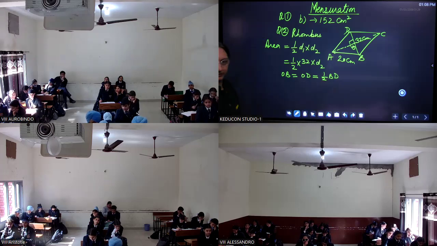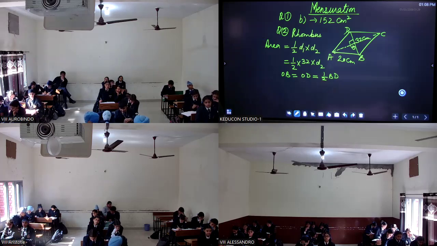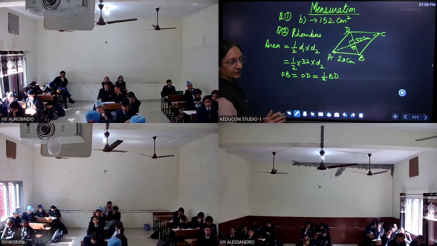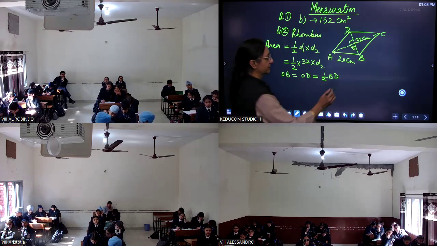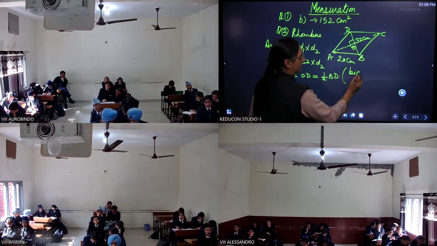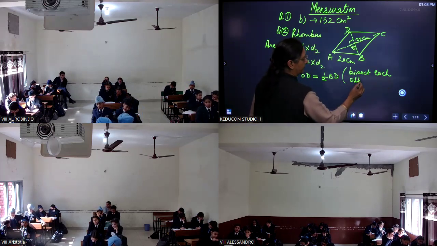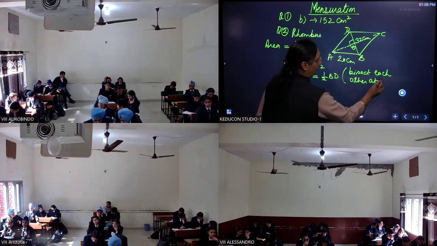Wonderful. Very good, beta. Please sit down. Let us see. Everybody look here. Diagonals of rhombus, they bisect each other at 90 degree. Okay. This is a very, very important property of diagonals.